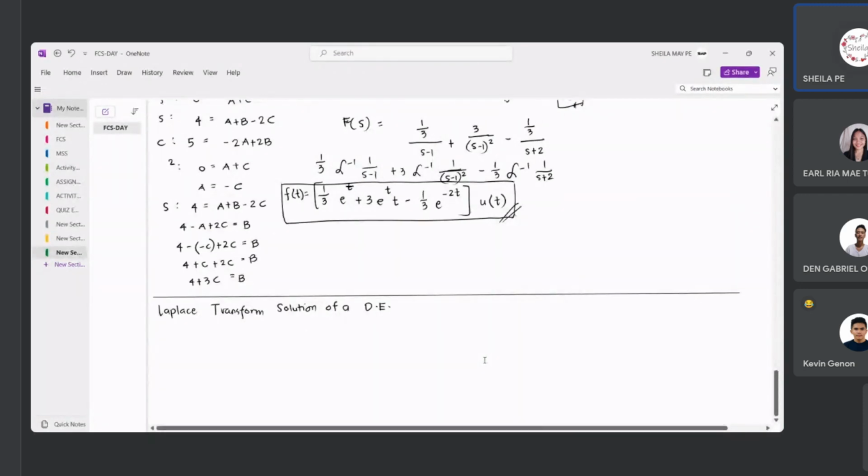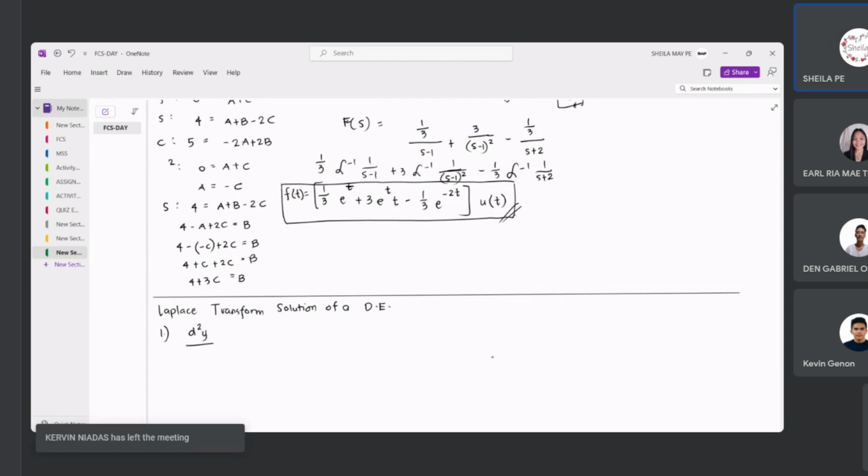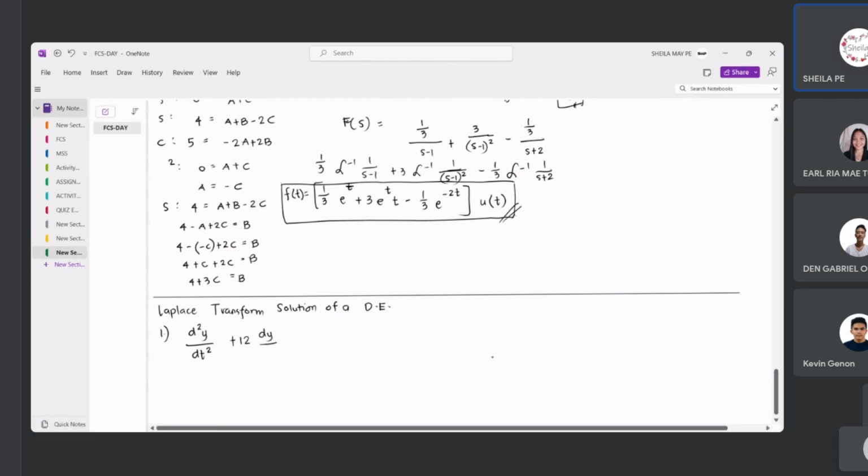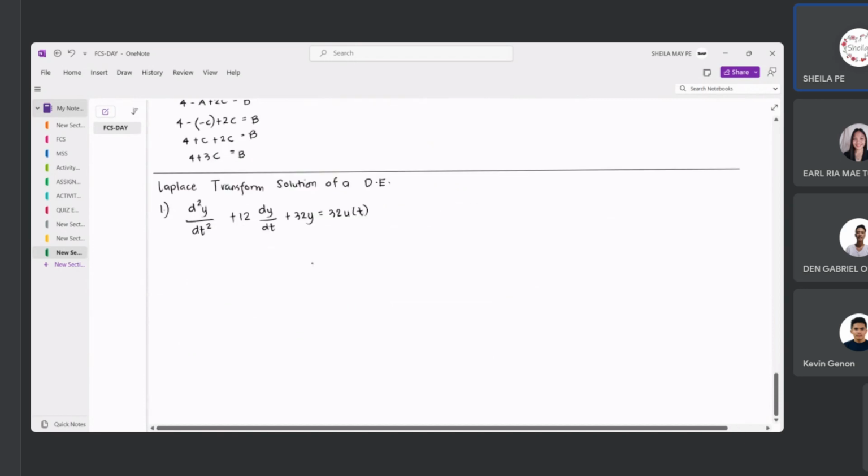So for our last topic, that's the Laplace transform solution of a differential equation, DE. Okay. So if you're given, one example: d squared y over dt squared plus 12 dy over dt plus 32y equals 32 u of t. It seems this is from the book, class. Now this one here, class, is a second derivative. This one here is a first derivative.